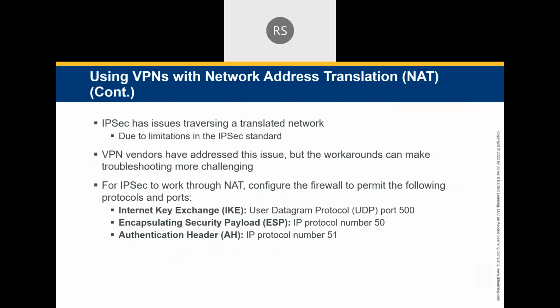So, to enable IPsec VPNs to function through NAT, you need to configure your firewall to allow specific protocols and ports. These include the Internet Key Exchange Protocol, which typically uses User Datagram Protocol port 500, Encapsulating Security Payload Protocol, and this could be identified by its IP protocol number of 50, and then the Authentication Header Protocol, and it'll be identified by IP protocol number 51.